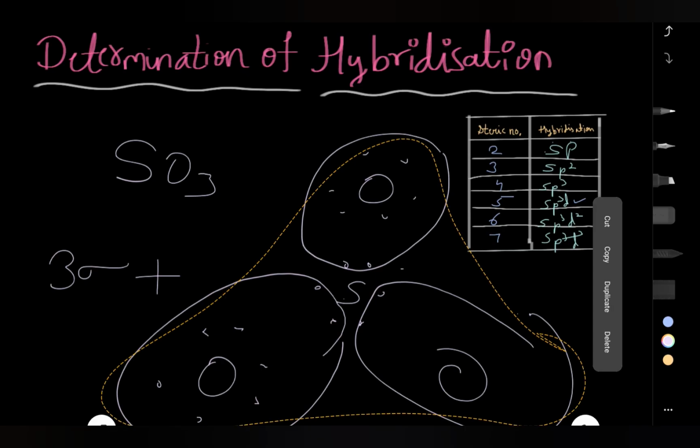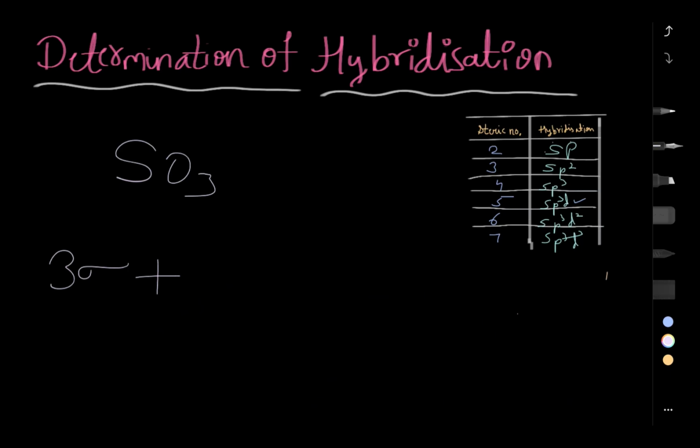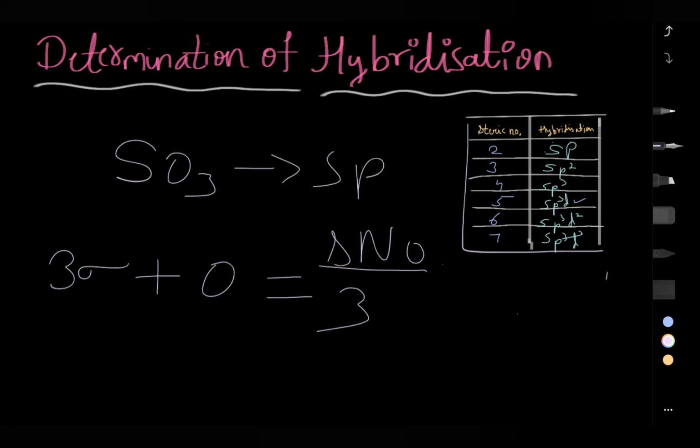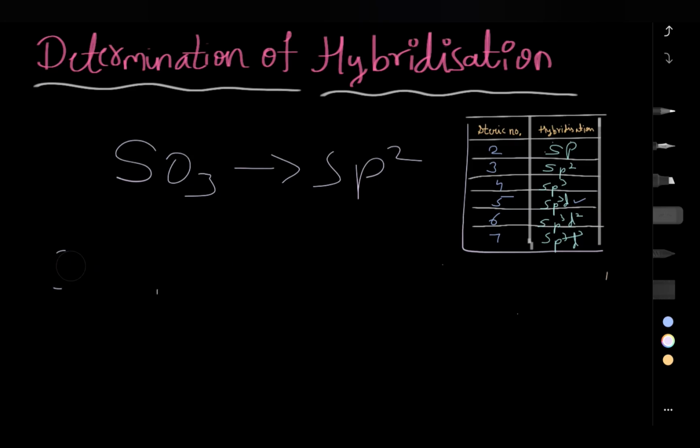Whenever the lone pair is 0, 0 will be added here. Then the steric number here is what? The steric number is 3 itself. But for 3, we know that it is sp2 hybridized. Then our SO3 is sp2 hybridized. That was the concept, simple. Next we will see some more examples based on this.